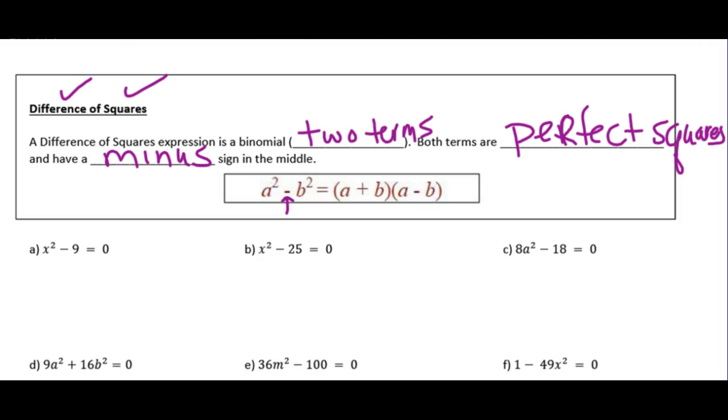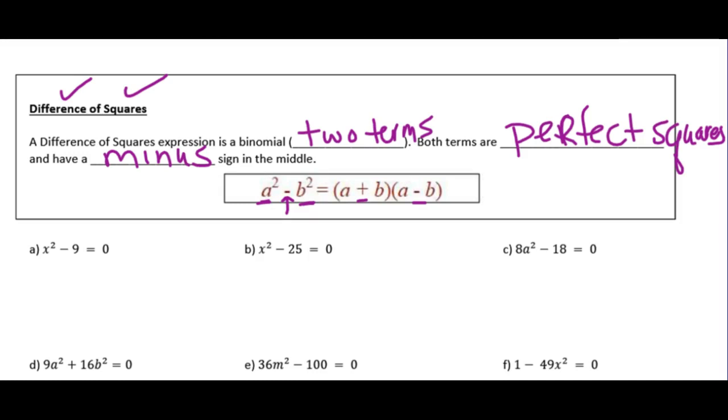So similar to the front, you find the square root of the first term and the square root of the last term, but instead of the signs both being plus or both being minus, now they're going to be opposite. One's going to be minus and one's going to be plus, which actually means we're going to have two solutions.